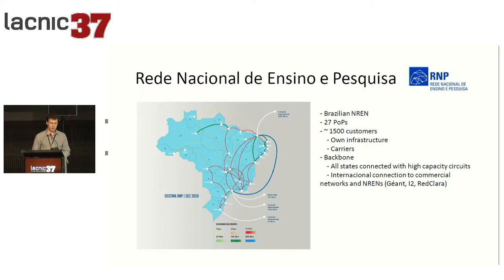We have 27 POPs, around 1,500 customers, and mainly universities and research institutes. We have our own infrastructure, but also we contract carriers. So our backbone is connected throughout the country, and we have high capacity circuits inside Brazil and to international connections, also to commercial and other NRENs, like GIA, Internet 2, and Rede Clara.